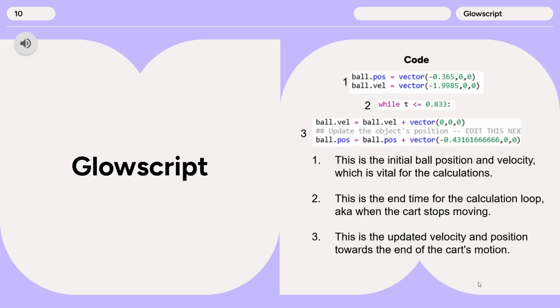GlowScript is our digital comparison. By manually changing some of the code given to us in a model to fit our real-life data, we were successfully able to simulate constant velocity in GlowScript.